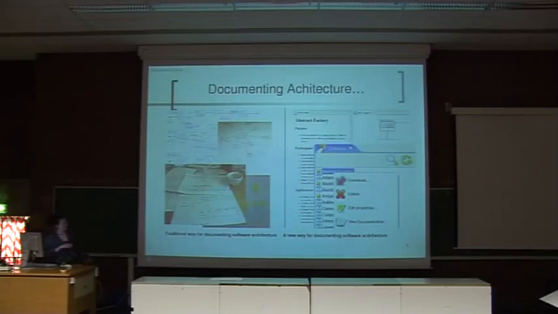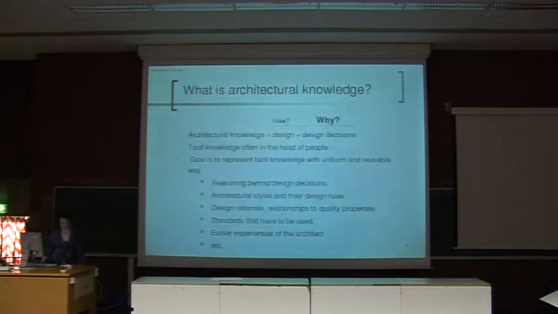So we are trying to make a tool for sharing and reusing architectural knowledge. Architectural knowledge is essentially design decisions and design, so it's how and why. How can be represented in models like UML diagrams or something else, and why is the rationale? Why was this done? And this is the bigger part, of course.